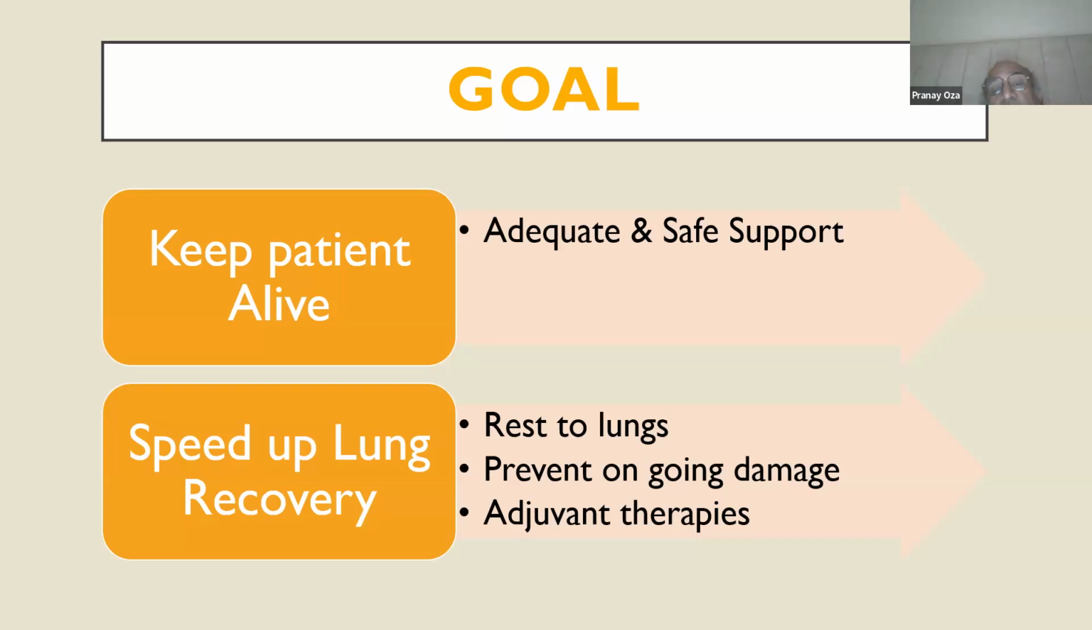For example, in case of lungs, you have to prevent ongoing damage. You think about adjuvant therapies, physiotherapy, mobilization, and if required, bronchoscopy, so you get rid of secretions. And in case of the heart, a cardiac condition, you think about the underlying cause and treat the underlying cause.